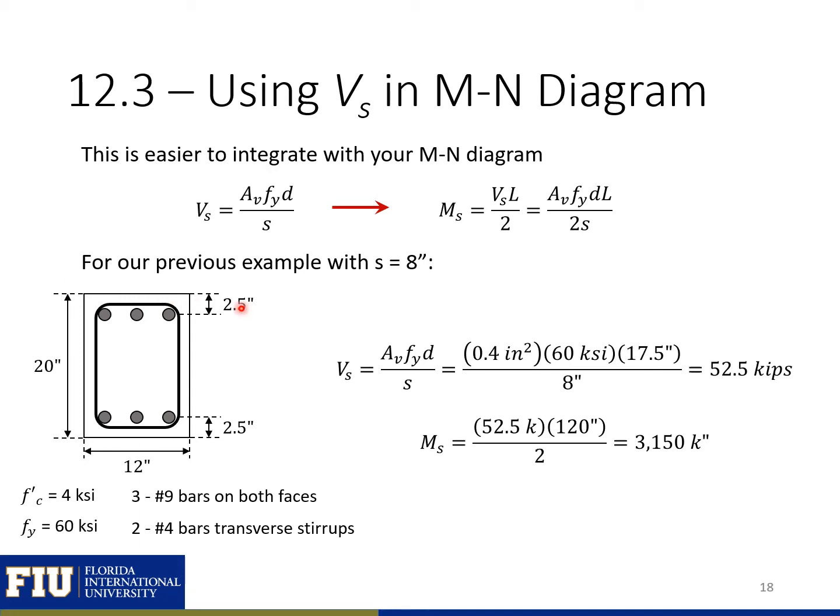From our previous example, if we have an S equal to 8 inches with 2 number 4 bars as our transverse reinforcement, we can calculate our V sub S. So 2 number 4 bars have an area of 0.4 square inches, times the yield strength 60 ksi, times d of 17.5, divided by 8 inches, gives us a V sub S of 52.5 kips. We can then plug this 52.5 into our moment expression. So the V sub S times our length, 120 divided by 2, gives us an M sub S, a moment controlled by the steel shear strength contribution, of 3,150 kip-inches.